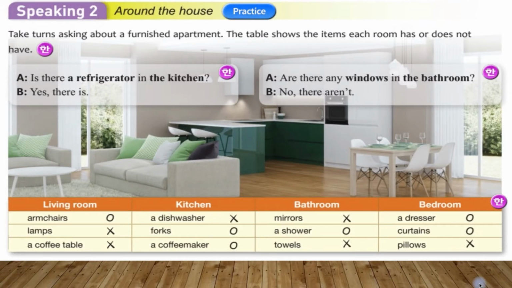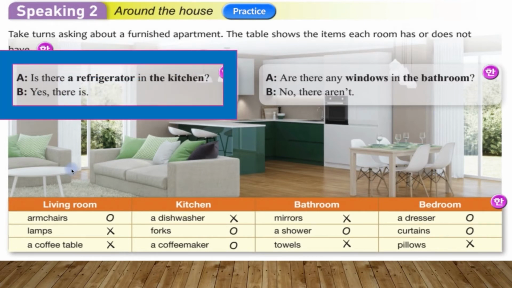So around the house, take turns asking about a furnished apartment. What's furnished? Okay, so furnished, good question, Yonghee. Furnished has furniture, like a sofa, table, dinner chairs, and glasses. Furniture are the things in your house. So, furnished apartment is an apartment with furniture? Furnished, yes. Unfurnished has no furniture. So the table shows items in each room.